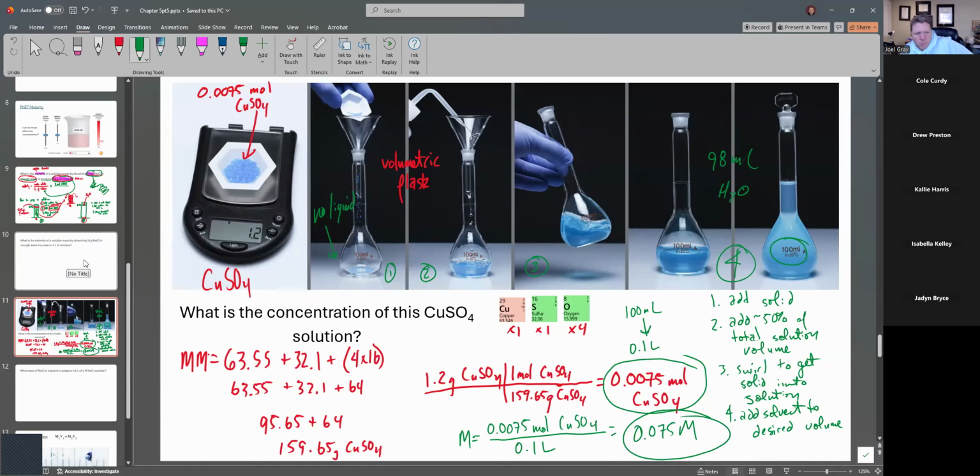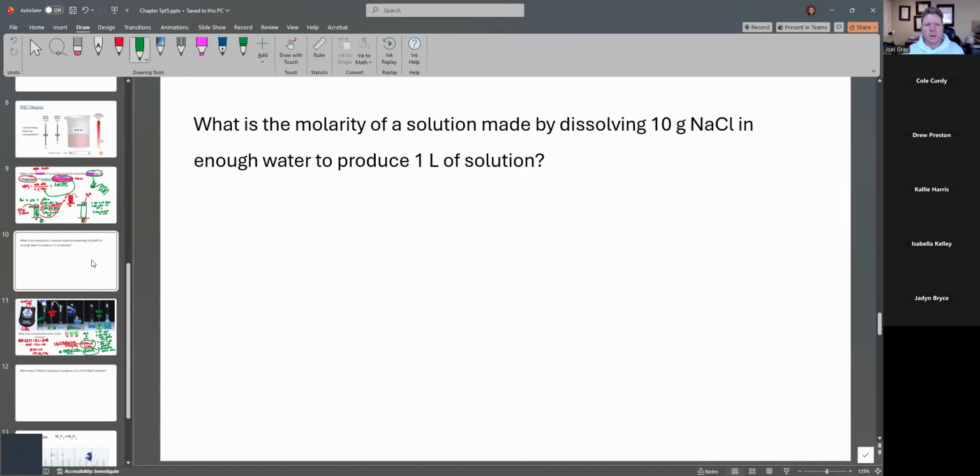Okay. Now we'll do two more molarity calculations. Then we're going to do another calculation. We'll move on. And that will be it for the day.